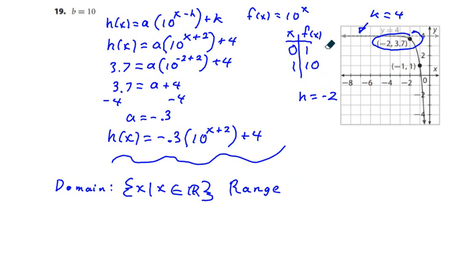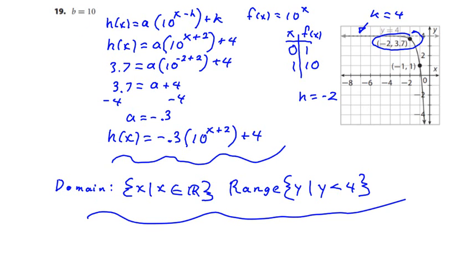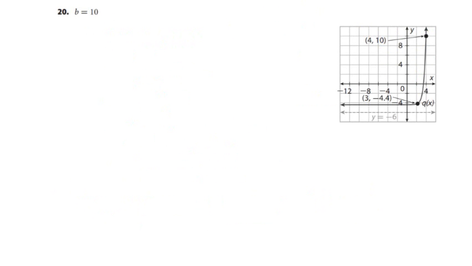Now in this case we have an exponential function that's opening downward, so what we're going to have is y such that y is greater than k. No, in this case y is less than k, or 4. So that's going to be our domain and range.